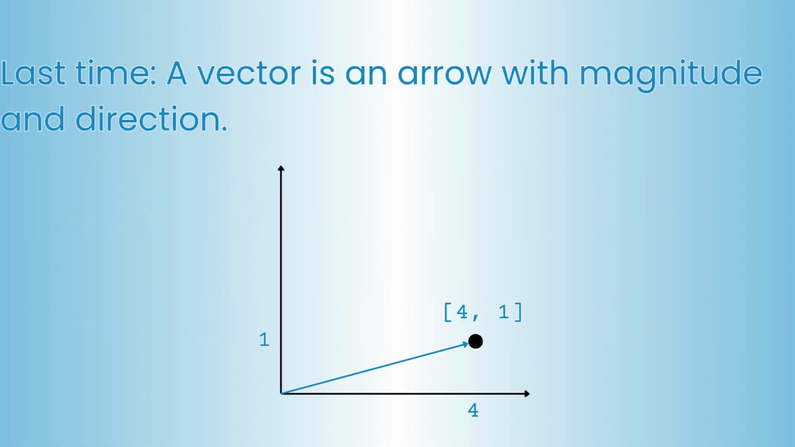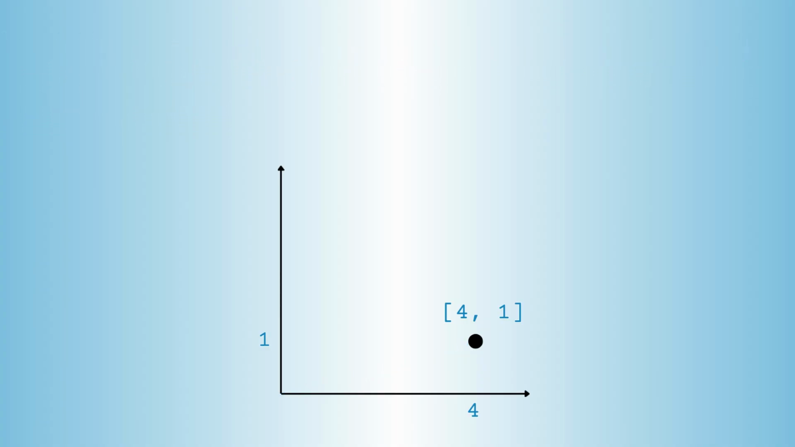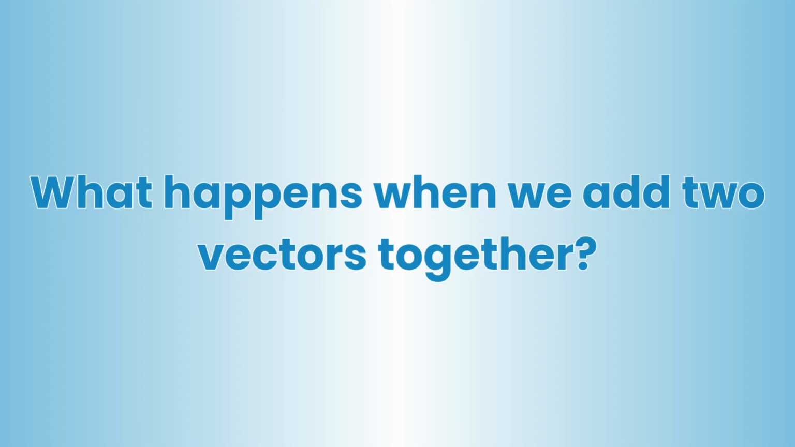In the last video, we left off with the idea that a simple list like 4, 1 is actually a vector. It's an arrow with a magnitude or length and a direction. Now, the next logical question is what happens when we add two vectors together?